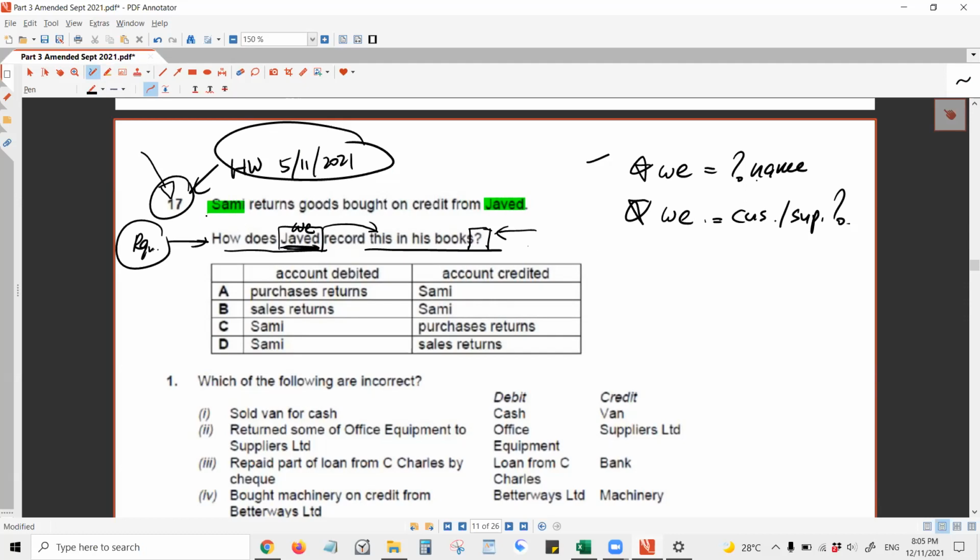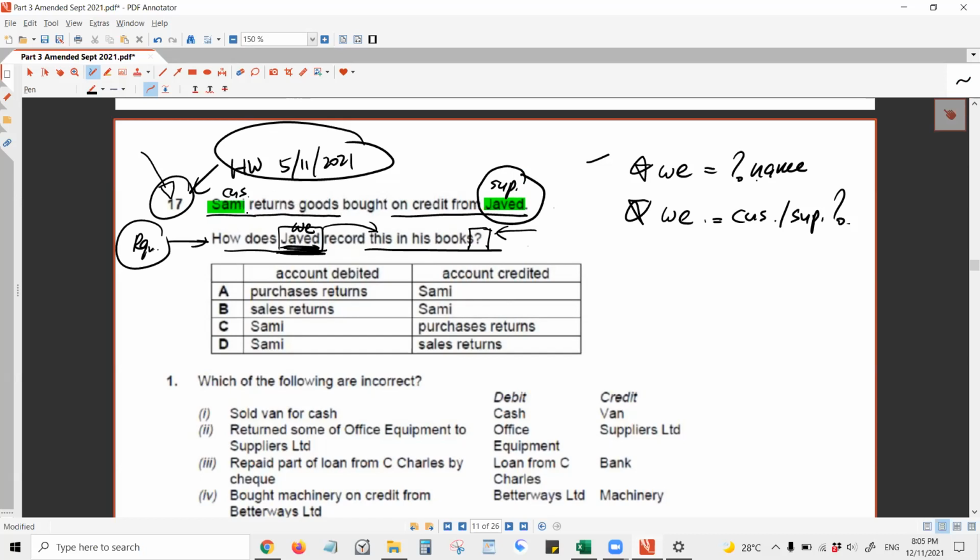You have to read this sentence. It's the first time we are doing a question together for this topic, so I made it slower. If you have done it with your school teacher before, then I think it would be easier for you to understand, but I assume that you know nothing right now. Sami returned goods bought on credit from Jeff. So from this sentence, you know Sami is customer, Jeff is supplier. Therefore, we are supplier. We are Jeff, we are supplier.